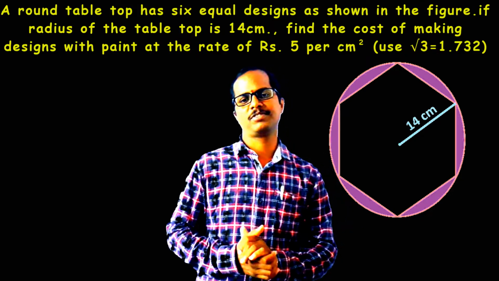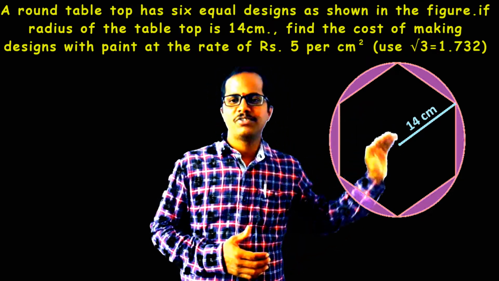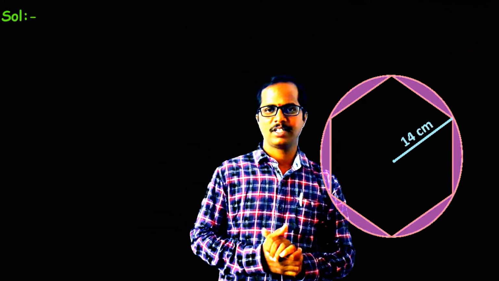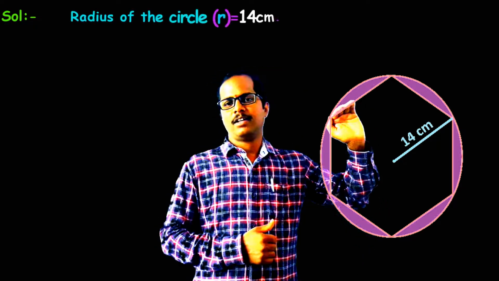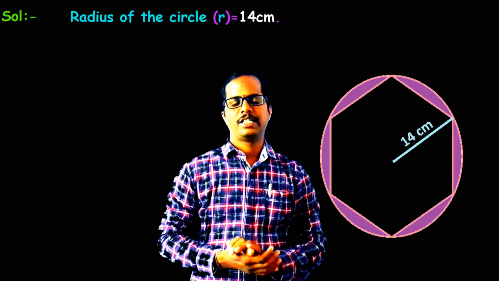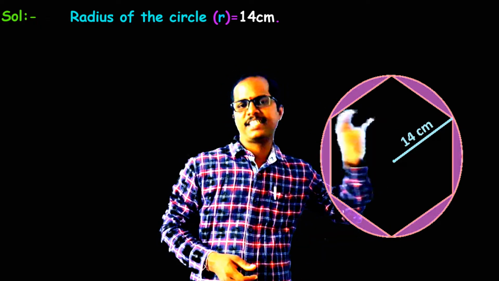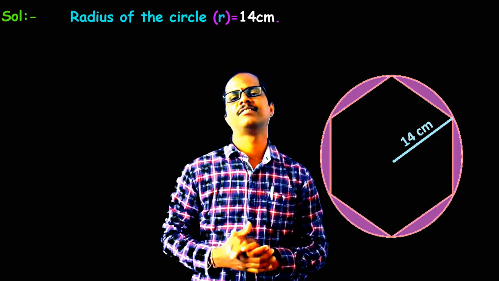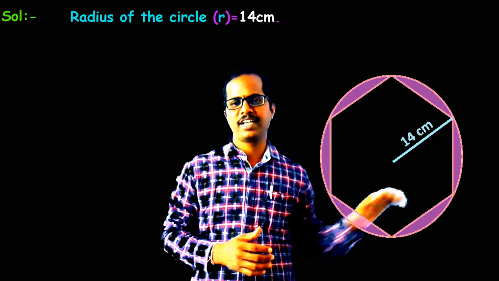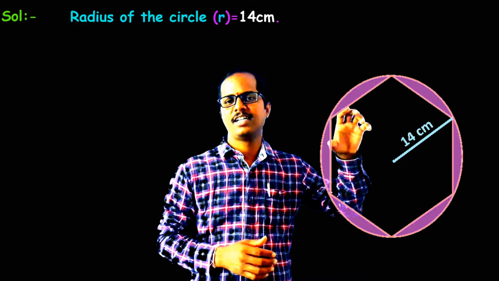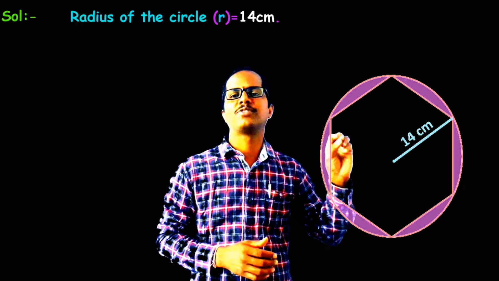That we need to find out. So that means we need to find the area of all these 6 equal designs. So how can we find the area of these designs? If you observe this figure clearly, these 6 equal designs are shaded. That means we need to find the area of this shaded region. So how can we find the area of these shaded regions? It is very simple. If you observe the figure, the circle consists of the shaded portion and also the unshaded portion.